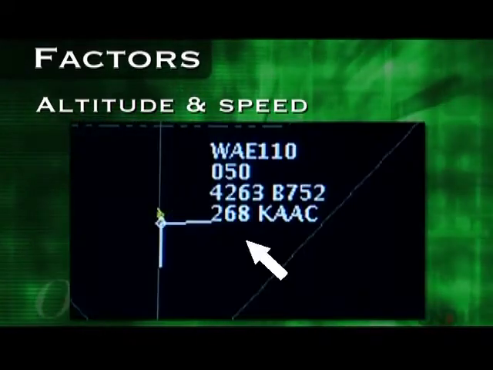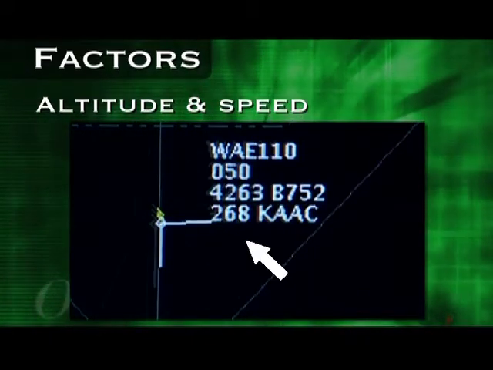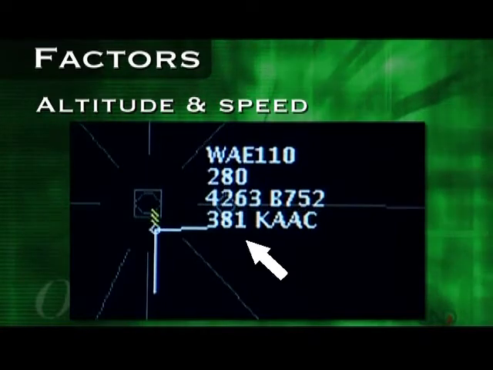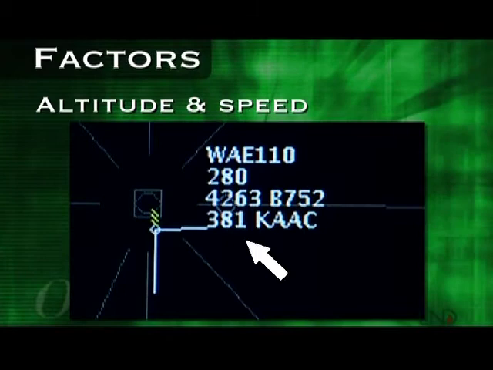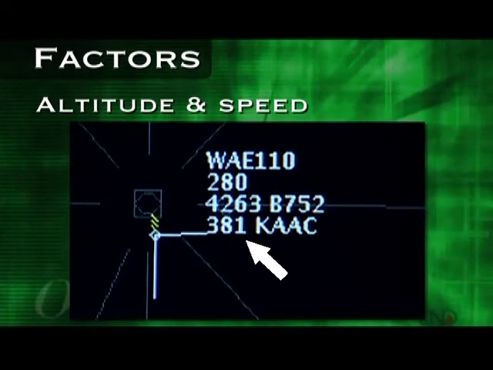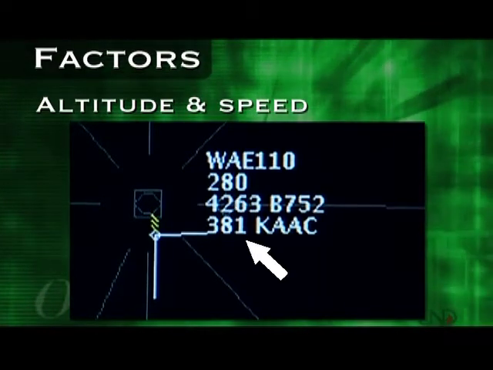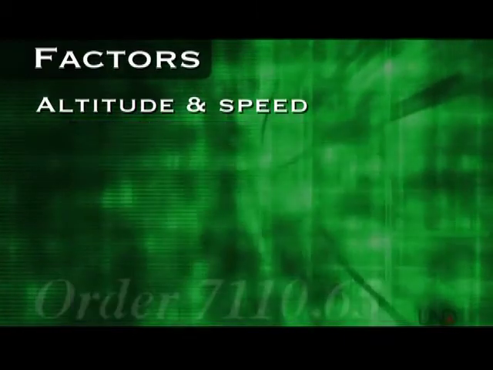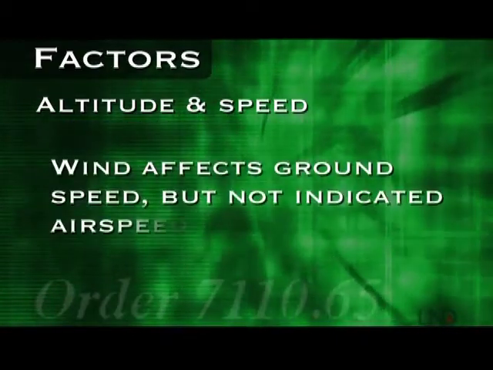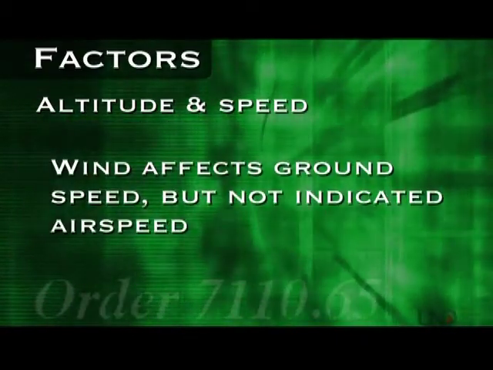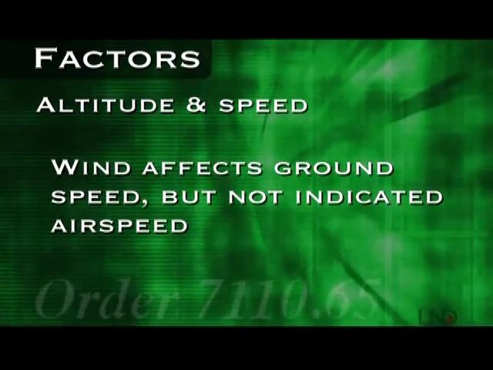Now let's move the aircraft to flight level 280. The indicated airspeed does not change for the pilot, but on your radar display, the aircraft's ground speed now shows 381 knots. There are some other factors, such as winds aloft, that can influence the difference too. For example, a 20-knot headwind would reduce an aircraft's ground speed, but the indicated airspeed would not change.